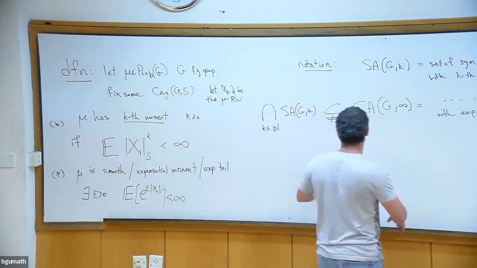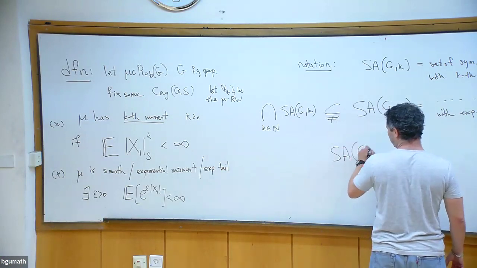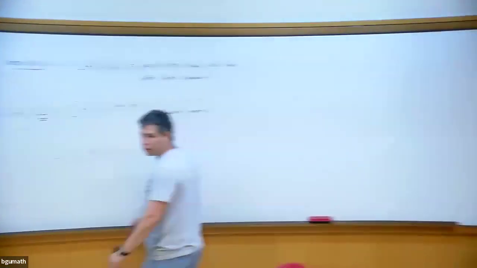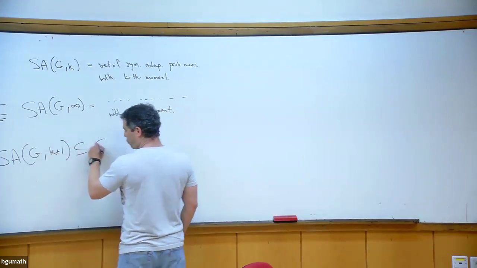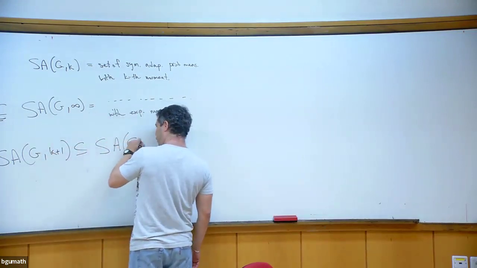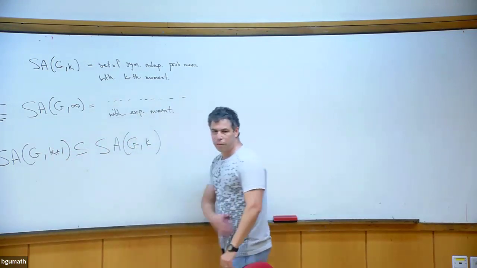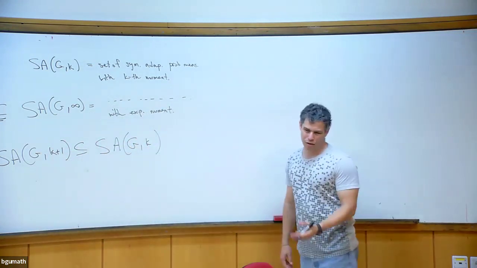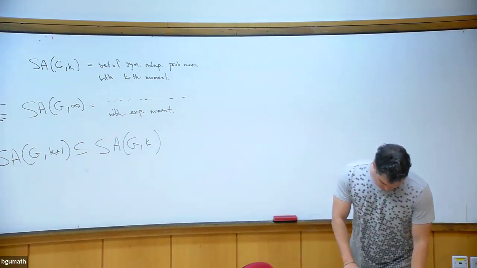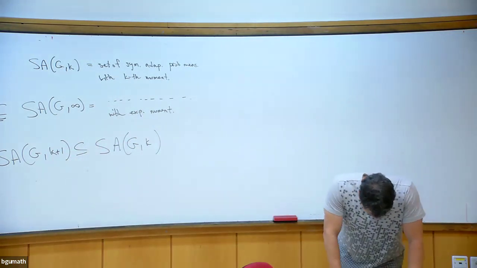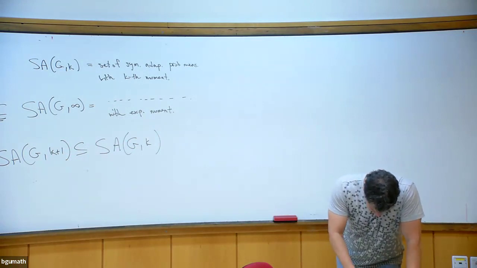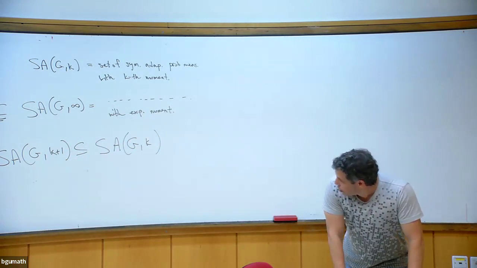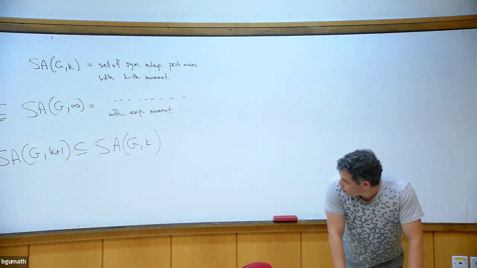It's easy to see that if you have a symmetric adapted measure with k plus 1 moments, then you have k moments. This is what I said. This is just Jensen's inequality. Good, so we have the structure that we want.